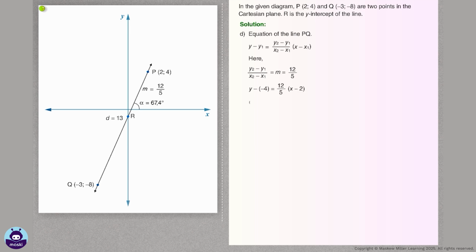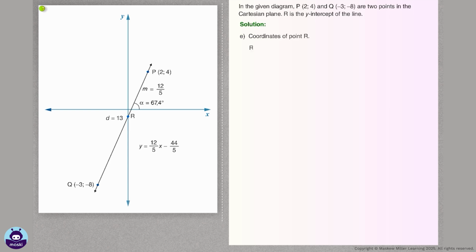Substituting values, y plus 4 is equal to 12 over 5 times x minus 2 over 5. To obtain the equation in the standard form, we have to make y the subject of the equation, adding -4 to both the sides. Y plus 4 minus 4 is equal to 12 over 5 times x minus 24 over 5 minus 4. Therefore, y is equal to 12 over 5 x minus 44 over 5. Thus we obtain the equation of the line QP.